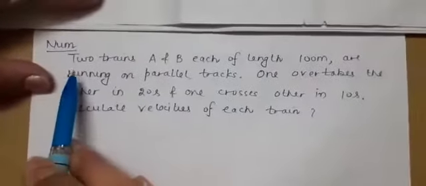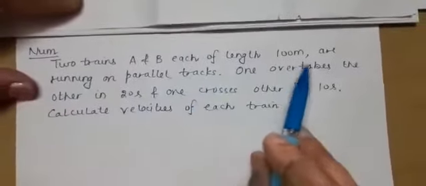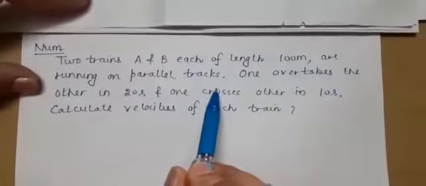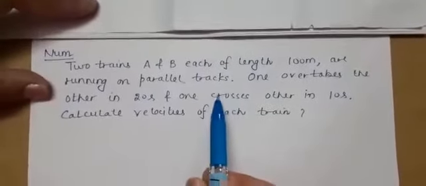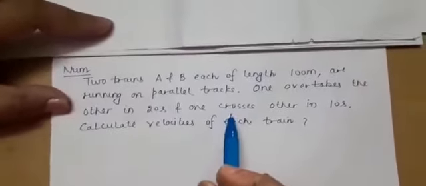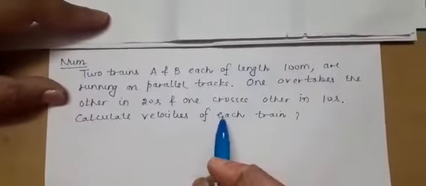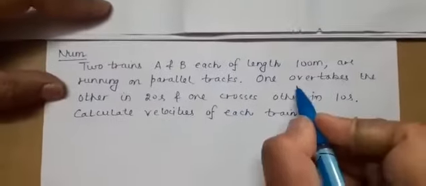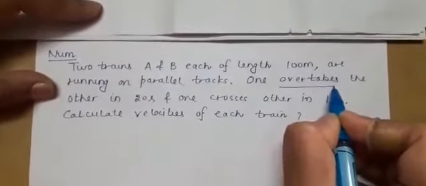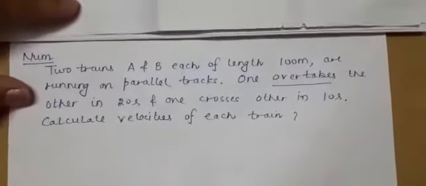See, read it once again. Two trains, each of length 100 meter, are running on parallel tracks. This is given. Now, it has not been specified whether they are moving in the same direction or in the opposite direction. Now, coming to the next line. One overtakes the other in 20 seconds. So, overtake is the key word.